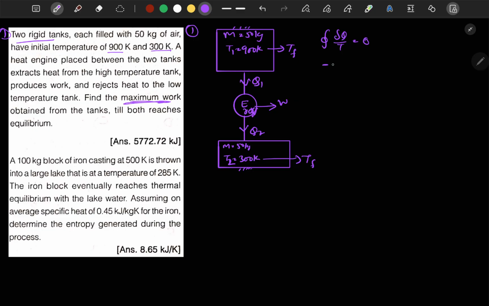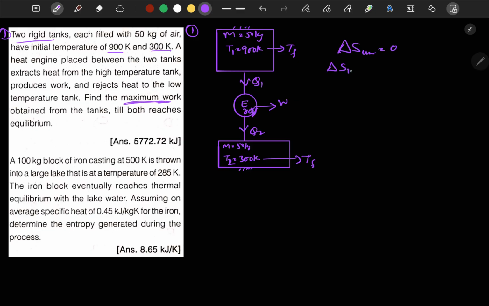Now for this we can write Q1 is rejected heat, so we can write it as minus mc (TF minus T1) by T at a particular temperature. Okay, this won't be happening at a particular temperature. This is a system with constant volume, a finite mass system, so we can write del Q by T, or here we can write that delta S of universe is equal to 0.